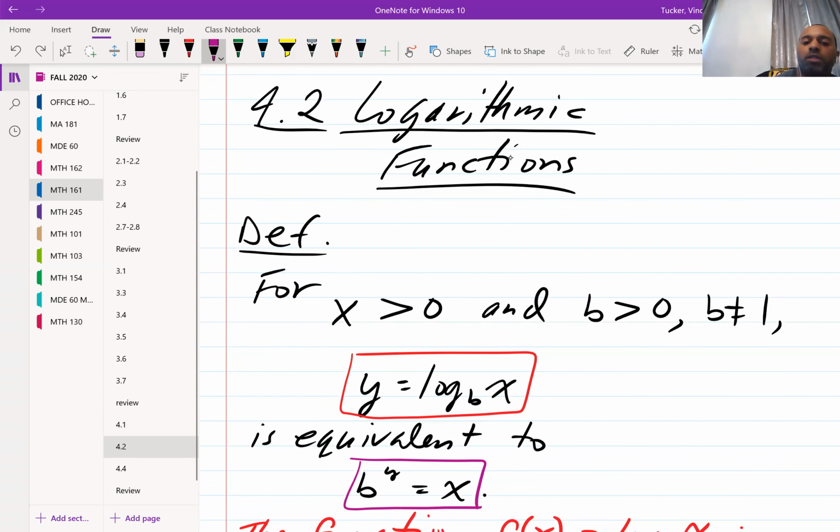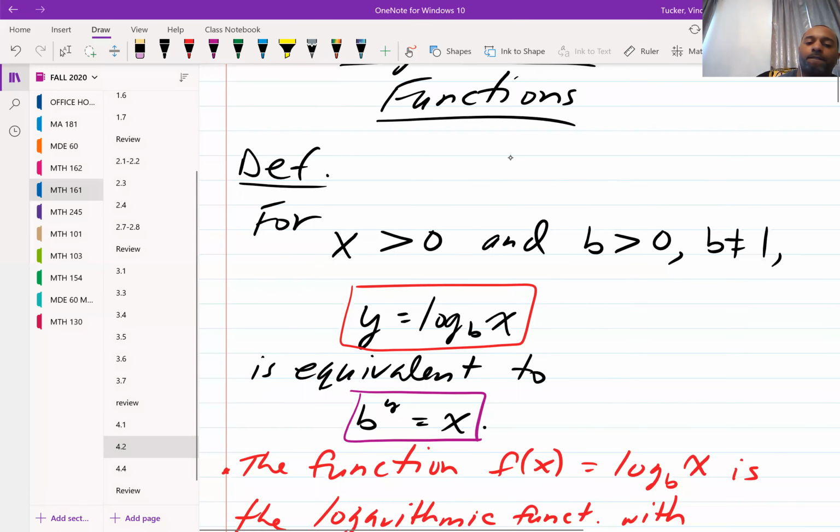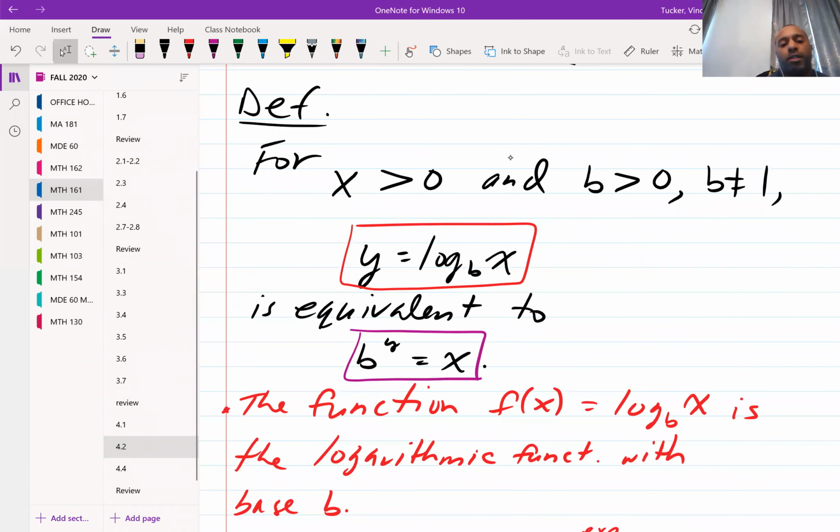Our logarithmic function will be represented in this way. y equal to log base b of x. And that's also equivalent to the equation b to the y is equal to x. So both of these are equivalent statements. And so you'll see how we can translate between the two in a second. And it just says in the red, the function f of x equal to log base b of x is the logarithmic function with base b. So just driving that point home.